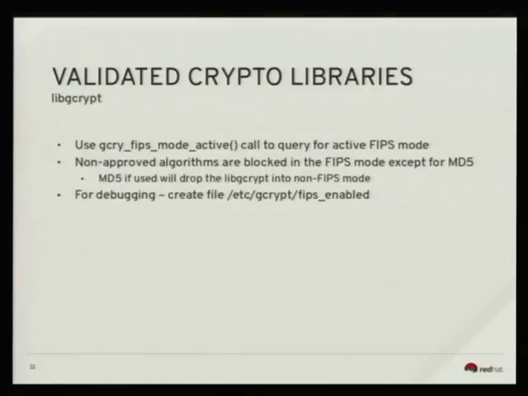For libgcrypt, you can use the gcrypt FIPS mode active call to query for active FIPS mode. Again, non-approved algorithms are blocked in the FIPS mode, except for MD5. That's also a historical reason why it was done this way. But if you use MD5, it will drop libgcrypt into non-FIPS mode. Currently, libgcrypt is used only for GnuPG, so this is not such a big issue. For debugging, create the file etc gcrypt fips enabled.